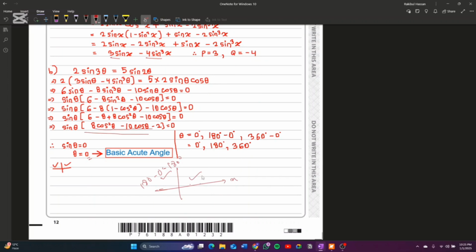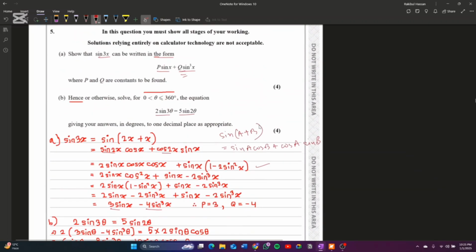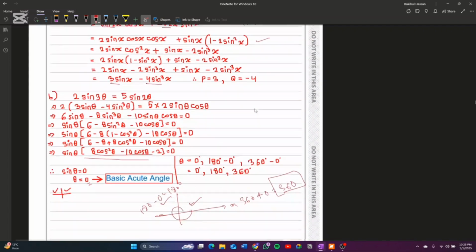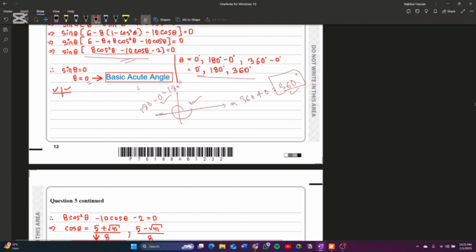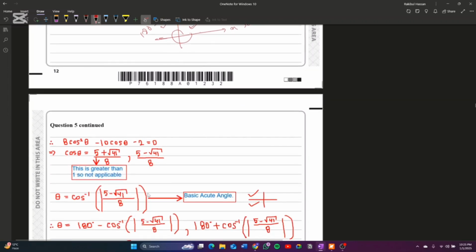Also, 360 plus this, since sine is positive here. That means one revolution, and I can add the angle found, which is 0. Therefore, 360 plus 0 will be 360, and this is actually in our range. We were told to find theta less than or equal to 360. Since this is in our range, we also have to put in this value. So here we have 3 values, and from this part of the equation, we get 2 values.